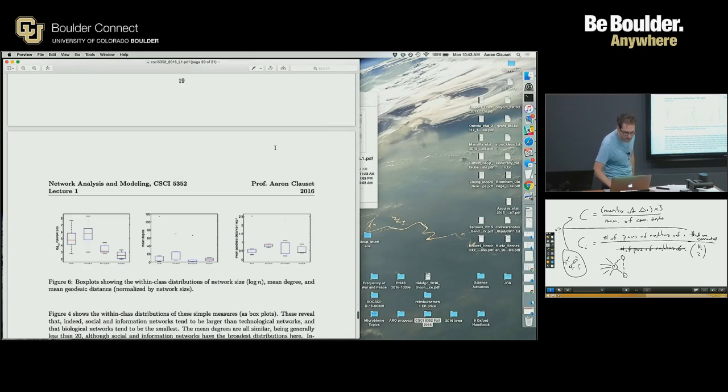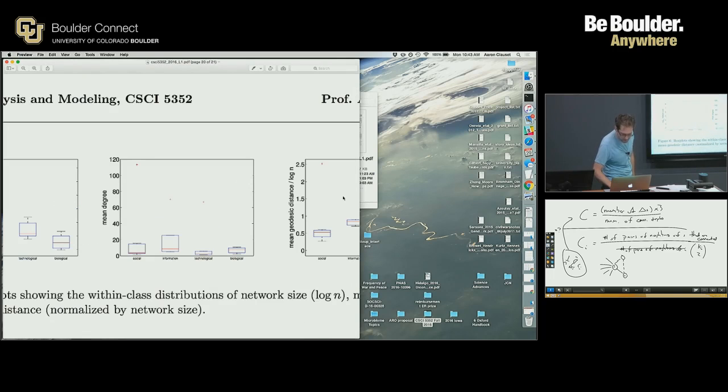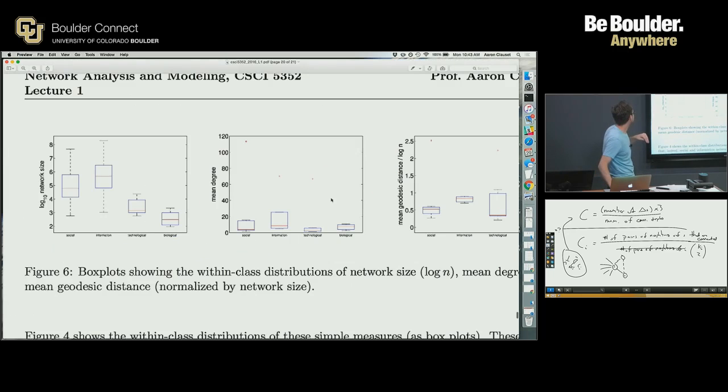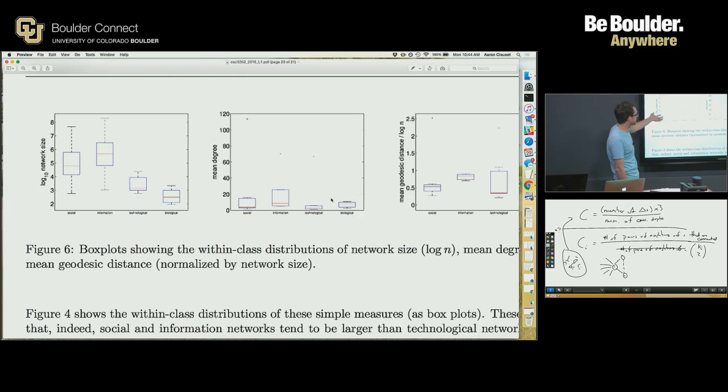So let's see if I can make this bigger. Here's what we find. So these are box plots showing network size as a function of category. So he only had 4 categories: social, information, technological, biological. And what you see pretty clearly already is that social and information networks are pretty big, and everything else is pretty small. Right? The World Wide Web is billions of vertices, billions of web pages. Facebook is a billion people, whereas the power grid for the United States is maybe 1 million power stations, but that's about it. If we look at the average degree, everything's pretty small.